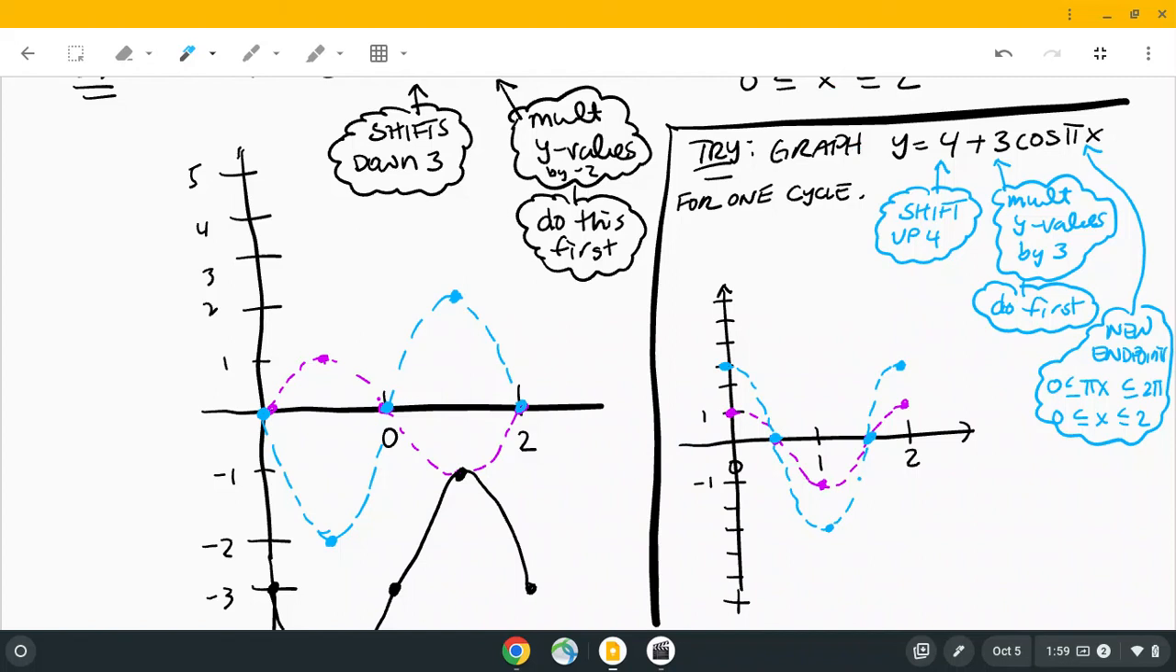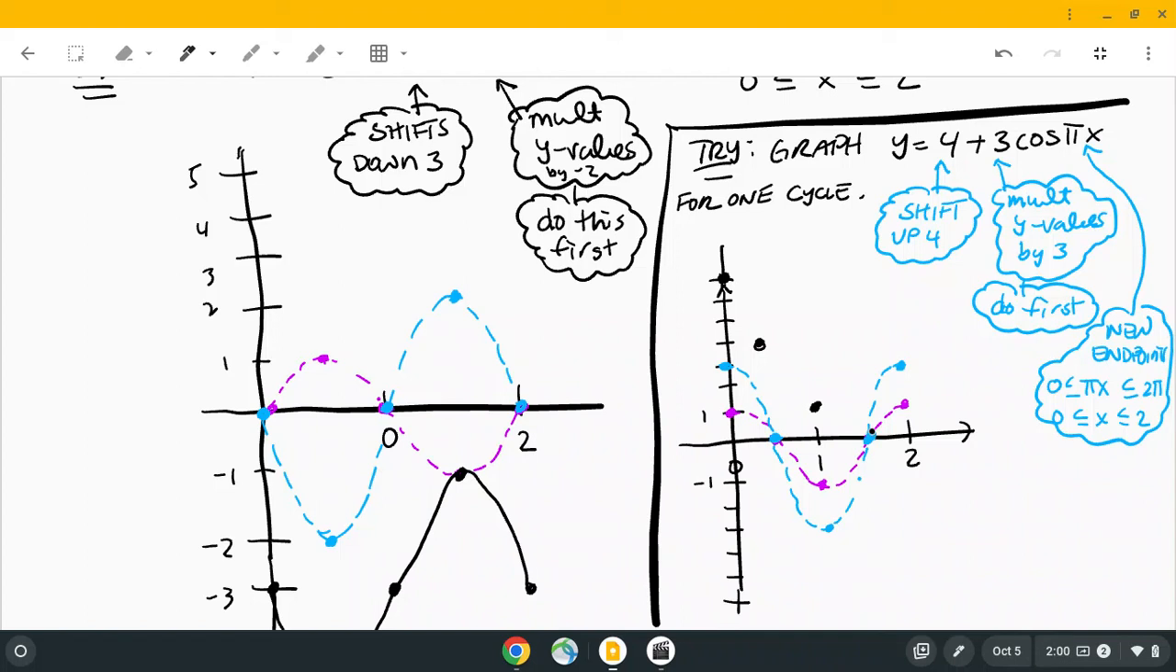I'm a little bit short there. Let me add another tick mark here. 1, 2, 3, 4. That should take care of it. I should be able to shift all of these blue points up 4. Starting with this first blue point, up 4: 1, 2, 3, and 4. This blue point, shift it up 4: 1, 2, 3, 4. This blue point, shift it up 4: 1, 2, 3, 4.